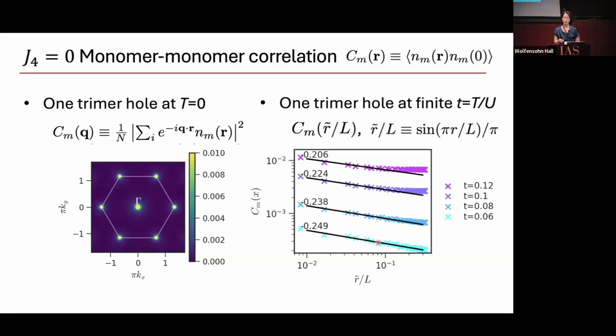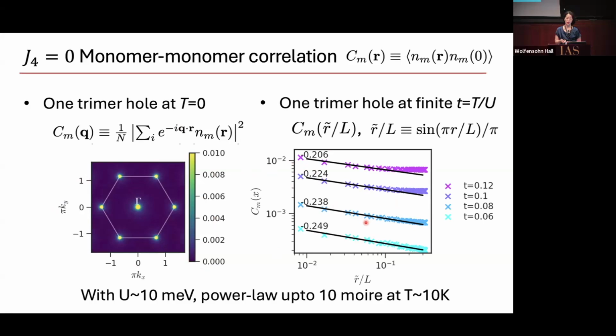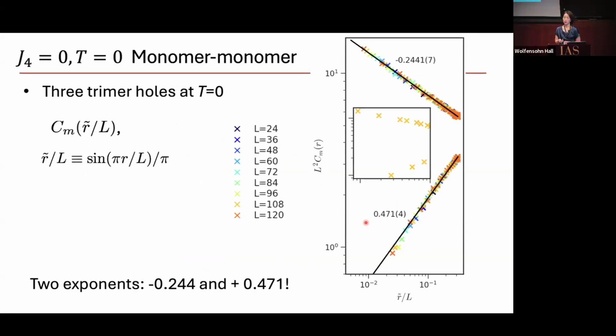Now, what about the exponent? As I showed you earlier, there is this power law decay. But then we added another trimer and another trimer, so we tried adding three trimers. And now this is what we find. We're still looking at the monomer correlation function, so this is the raw data. When we look at the monomer correlation function as a function of separation, it goes up and down, right? Depending on the monomer pair distance.